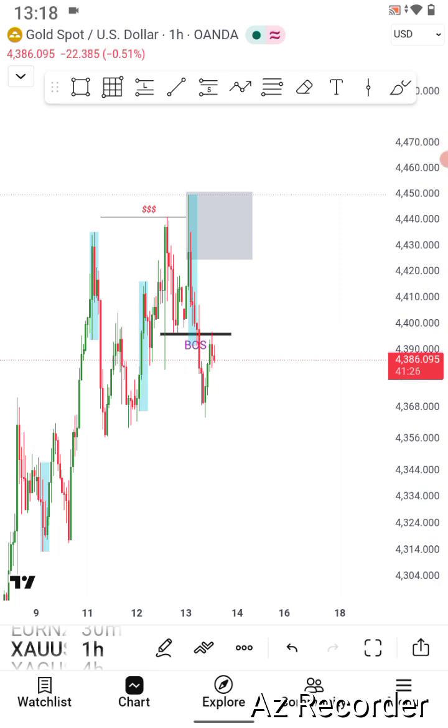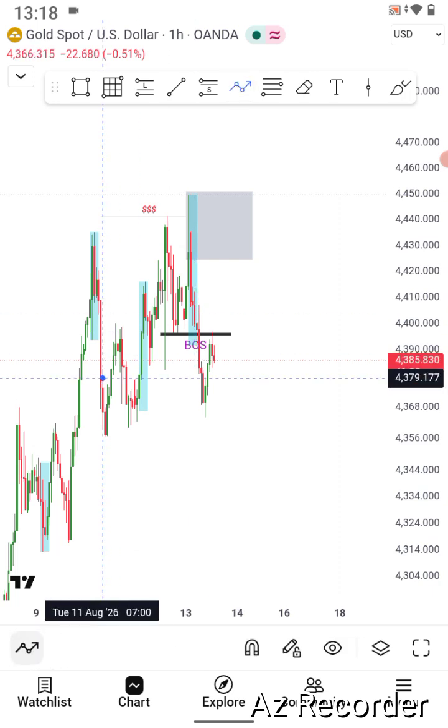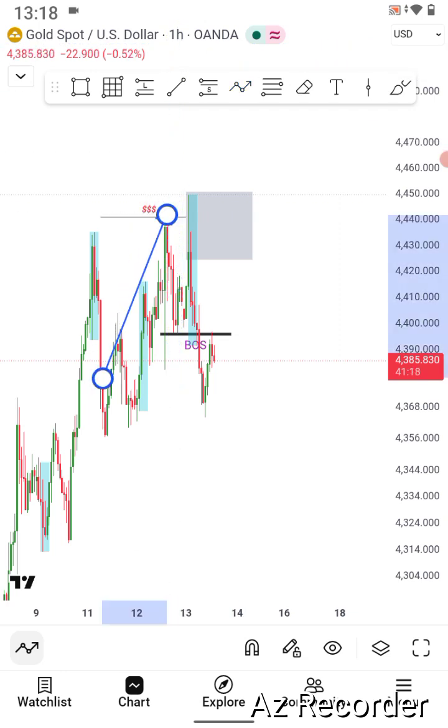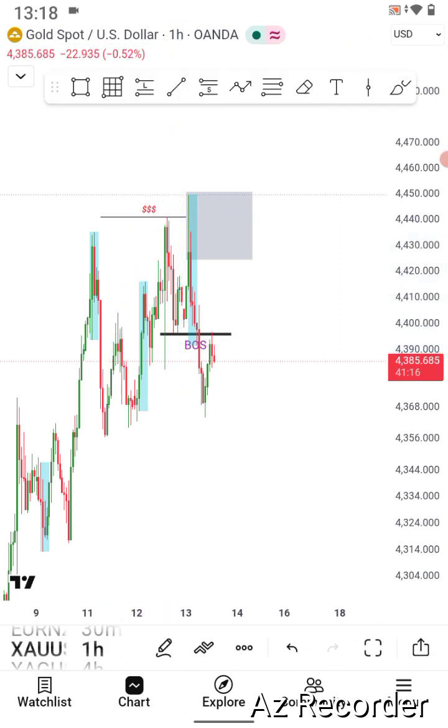This is gold chart, 1 hour chart. So I just found a setup here, and I'm going to do what I do every day. I'm going to explain it the way I explain it every day. We use the same system every day. Rinse and repeat. Nothing complex.